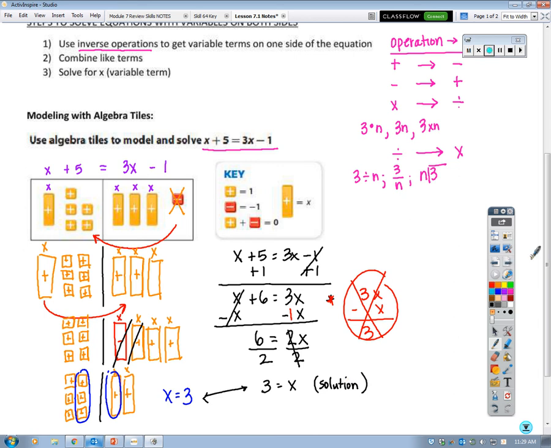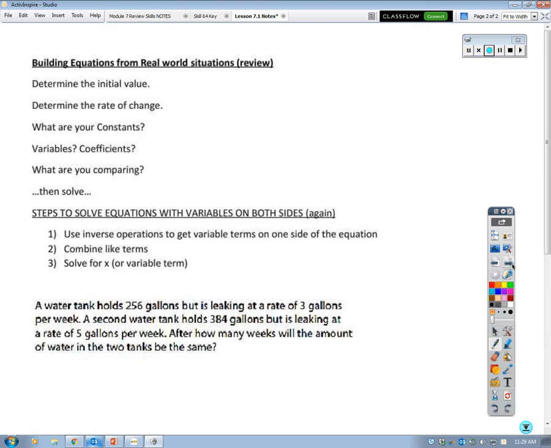Okay, so that's all for this page. Let's go ahead and flip the page over. And we are building equations from real-world situations. So you're given a real-world situation. You're going to break it down and look at it in our familiar equation, our y equals mx plus b form.